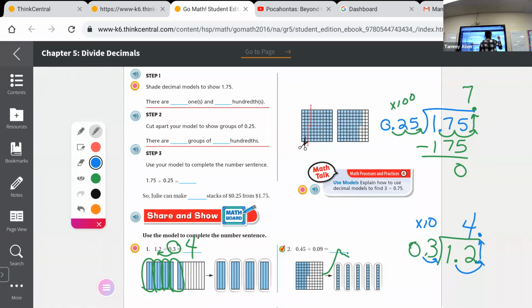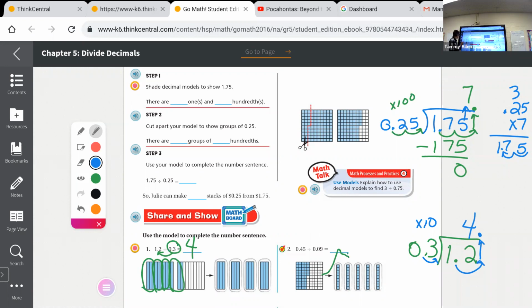No, it's above the 5. It's 7. How do we check our problems? We check our problems by multiplying. If I take 2,500 times 7, I get my 17,500, right? Does that help you?